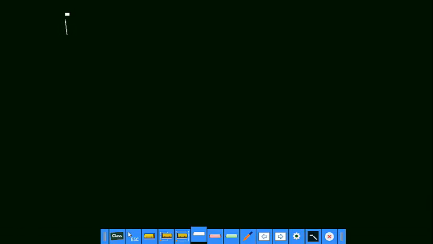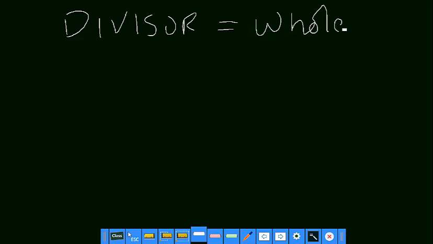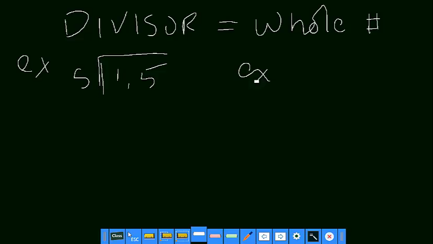One of the most important things is to make sure that your divisor, that's the outside number, is always a whole number. If it's not a whole number, then you're going to convert it. Example: let's divide 1 comma 5 divided by 5. And there's another one: let's do 1 comma 5 divided by comma 5.